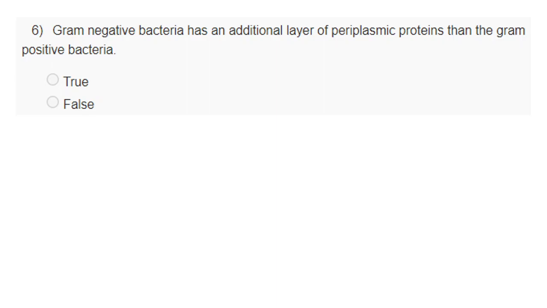Okay, true. I have found very contradictory points regarding this. Somewhere people say that gram positive bacteria don't have any periplasmic layer at all, but in some places I have seen that gram positive bacteria do have a periplasmic layer, but not as much as gram negative bacteria. In some other cases I have seen that some gram positive bacteria might have a periplasmic area and some might not. But gram negative bacteria definitely have a much more prominent layer of periplasmic proteins as compared to gram positive bacteria.